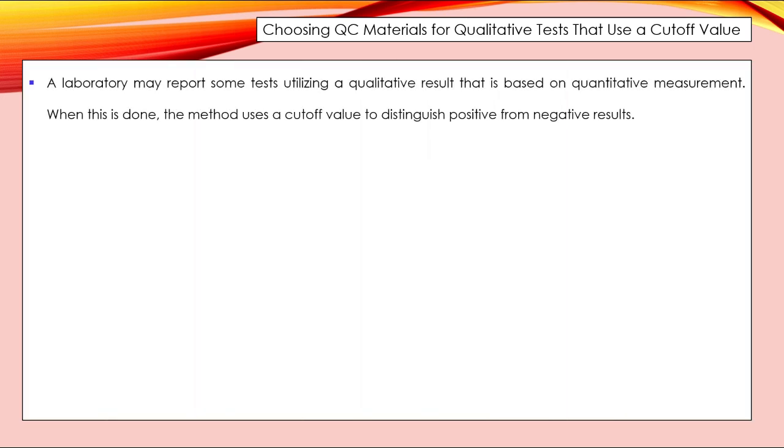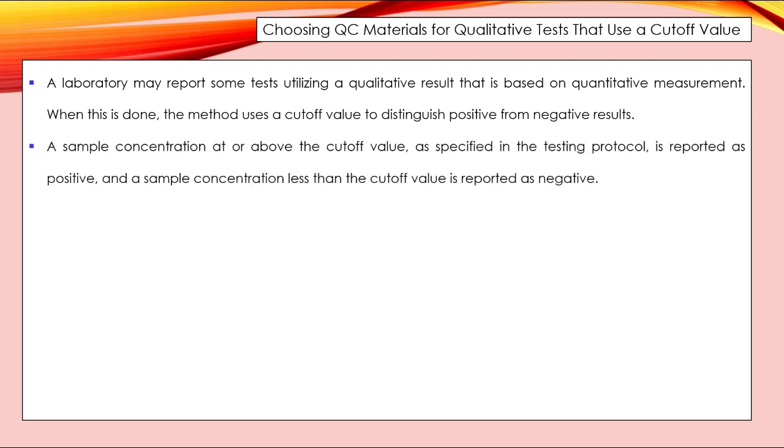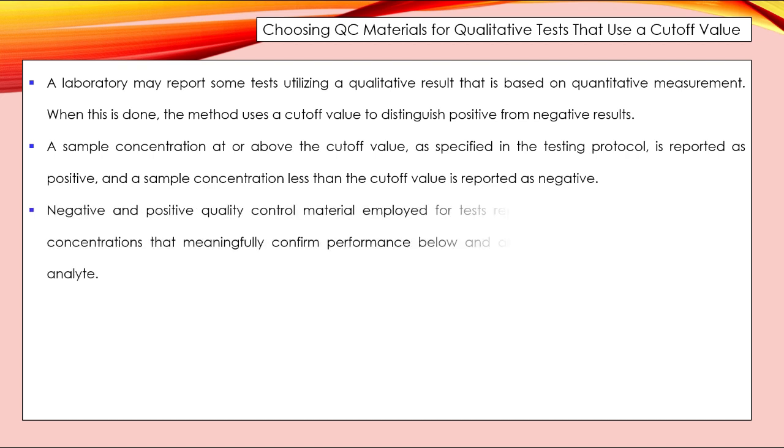Choosing QC materials for qualitative tests that use a cutoff value. A laboratory may report some tests utilizing a qualitative result that is based on quantitative measurement. When this is done, the method uses a cutoff value to distinguish positive from negative results. A sample concentration at or above the cutoff value, as specified in the testing protocol, is reported as positive, and a sample concentration less than the cutoff value is reported as negative. Negative and positive quality control material employed for tests reported in this manner should be at concentrations that meaningfully confirm performance below and above the decision threshold for the analyte.